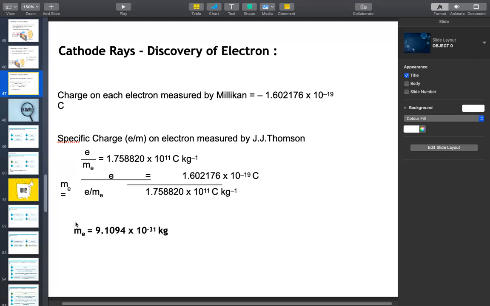Sir, what does the magnitude of negative charge mean? Okay, so charge on electron, because electron is a negatively charged particle, the cathode ray is a negatively charged ray, and its smallest unit is the electron. So definitely it will have a negative charge. That is why minus 1.602. For proton it will be plus 1.602. Rest everything remains the same. Got it?